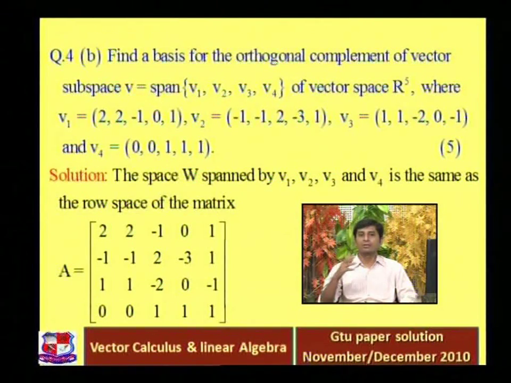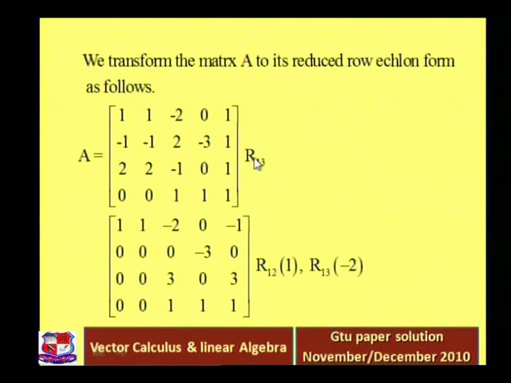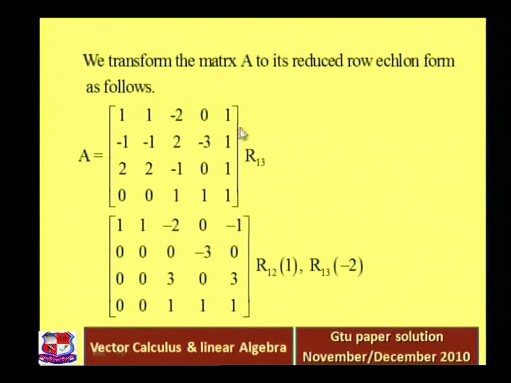So let's see how we convert this matrix into a row echelon form, right? So here is our matrix. Now here is the first process, R13. We transform the matrix A to its reduced row echelon form as follows. R13, that means we are interchanging first and third row. So you can see first row is now 1 1 minus 2 0 1, and third row is 2 2 minus 1 0 1. Second and fourth row are as it is, that is minus 1 minus 1 2 minus 3 1, and then 0 0 1 1 1, okay.